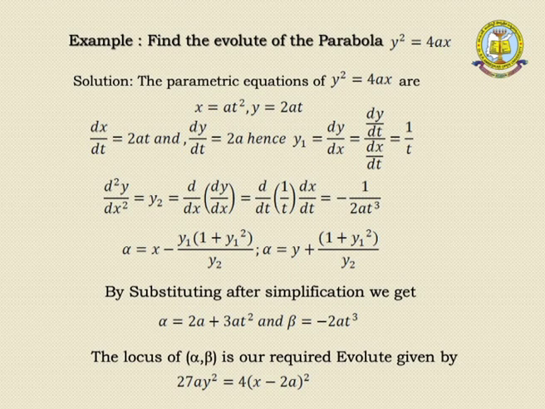So, you find alpha and beta, the center of curvature. Alpha is x − y₁(1 + y₁²)/y₂ and beta is y + (1 + y₁²)/y₂. Substituting these values, you will get alpha = 2a + 3at², beta = −2at³. The locus of (alpha, beta) is nothing but our required evolute. By substituting for alpha and beta and then simplifying, you get the evolute given by 27ay² = 4(x − 2a)³.